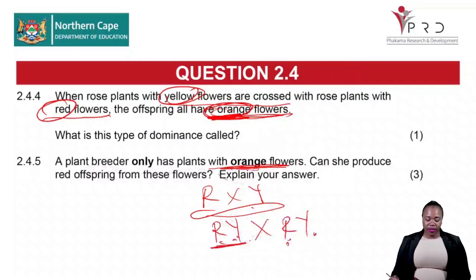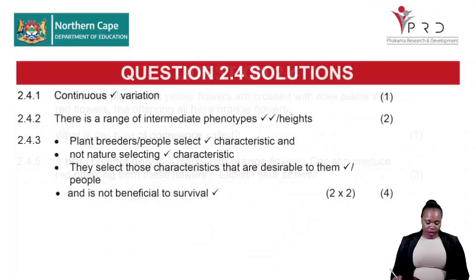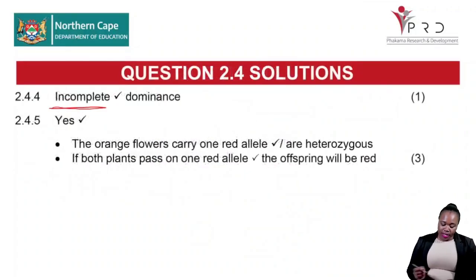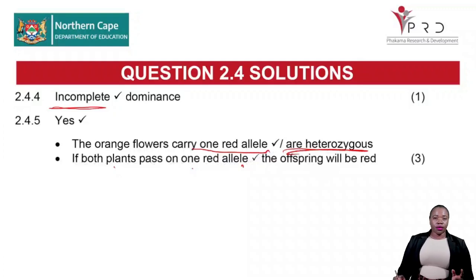We can also have offspring that are yellow from those orange flowers, right? So it says here, yes, the orange flowers carry one red allele, or they are heterozygous, which is true. If both plants pass on one red allele, the offspring will then be red, which is exactly how it should be.